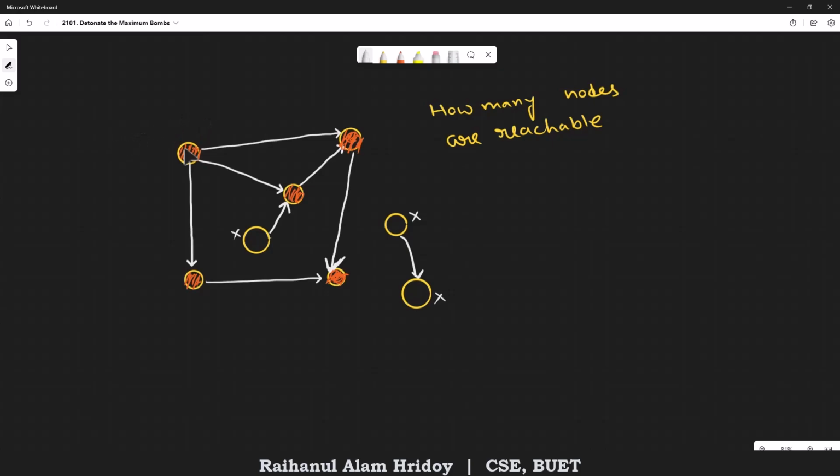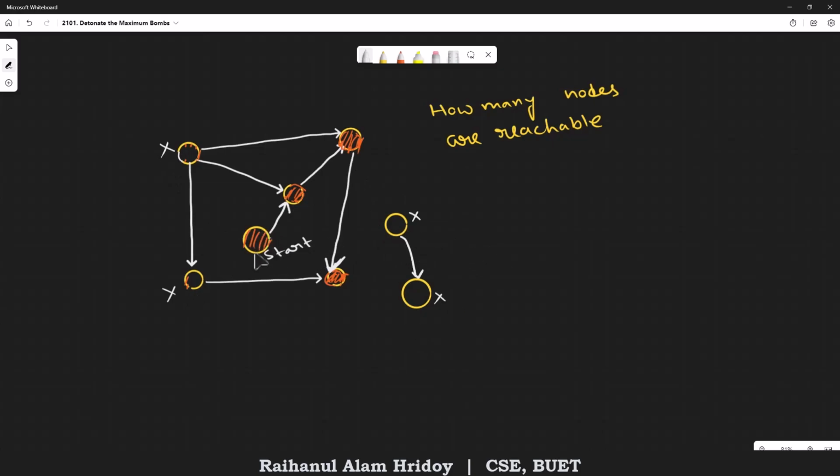Let's see what happens if this was the start node. Let's just remove this circle, this, and this. Now our start node is this one. From here we can go here, then here, then here, and then from here we can go here. These ones can be detonated, but we can see that these two, this one and this one, are not reachable from this node. From this node we cannot reach this one, and we cannot reach these nodes as well.